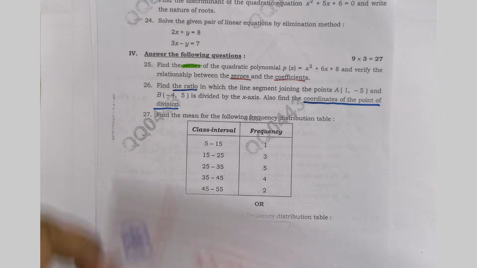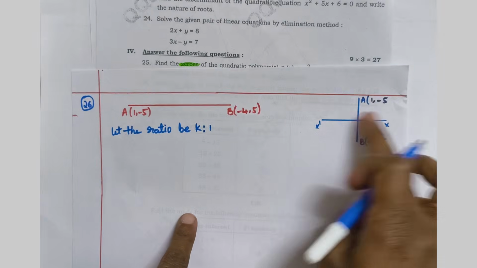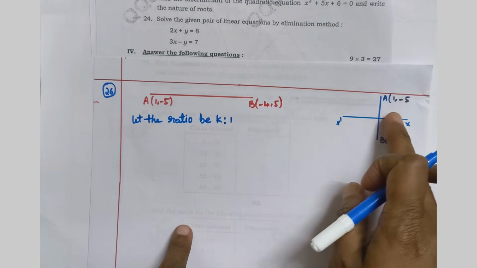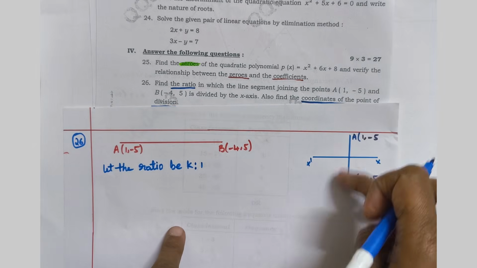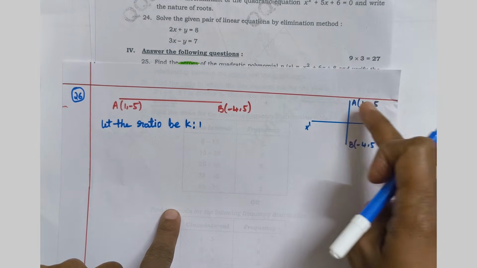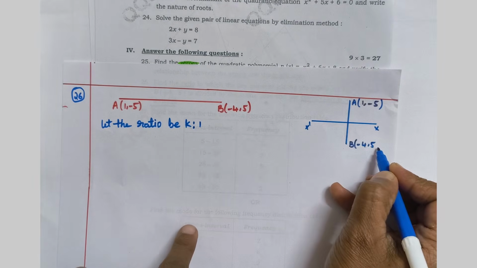So what is the meaning of this question? Now carefully listen. This is the x-axis. On this x-axis, there is a line segment joining A with coordinates (1, -5) and B with coordinates (-4, 5).